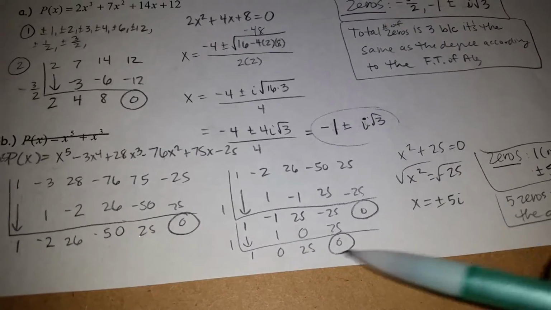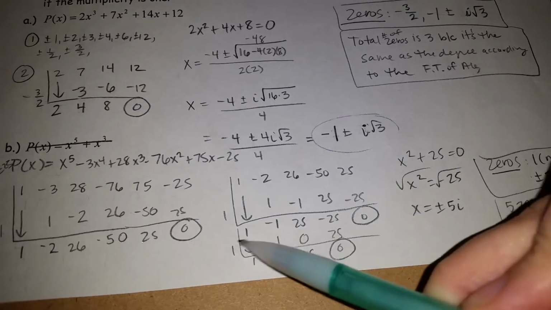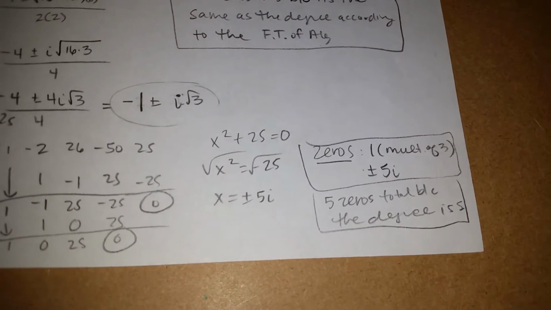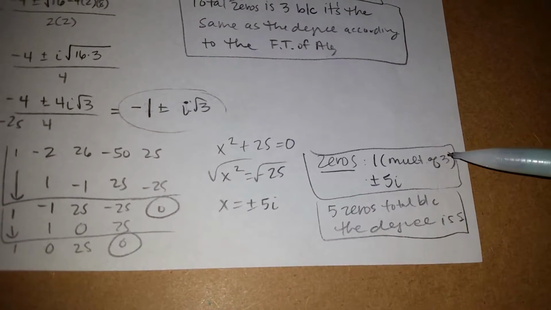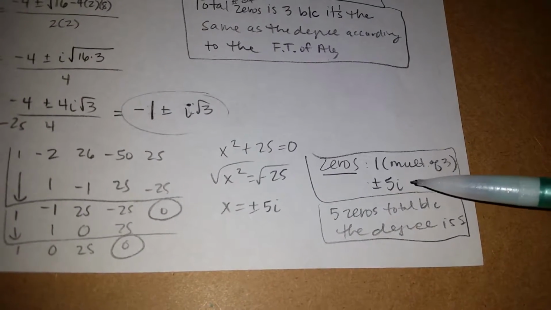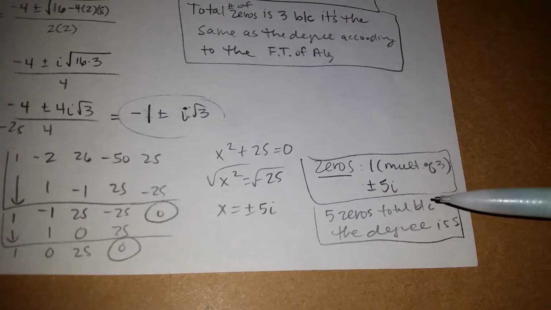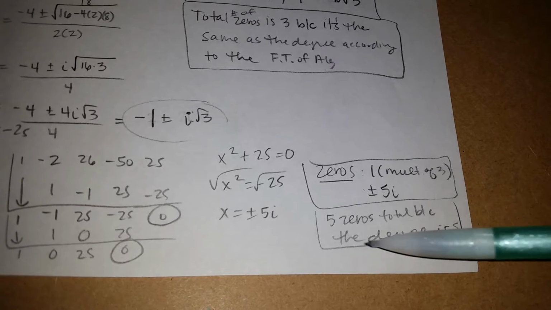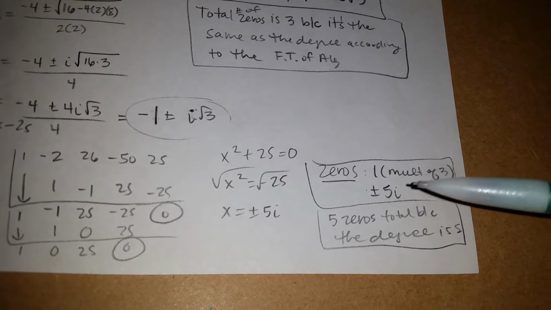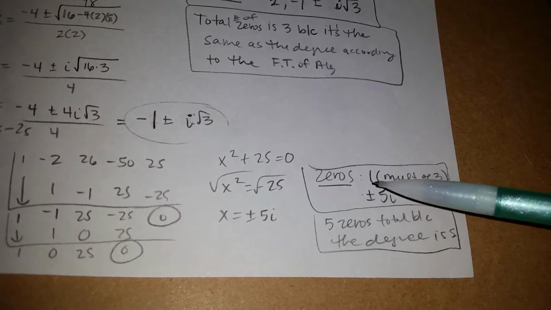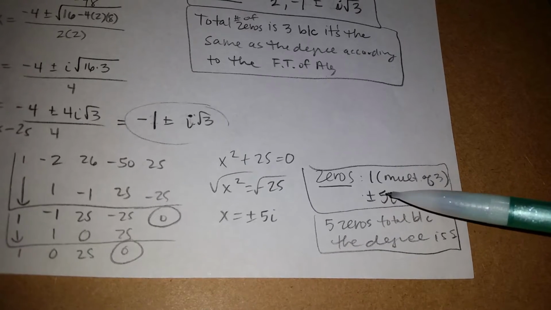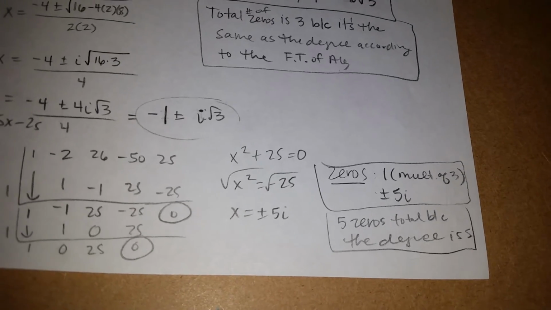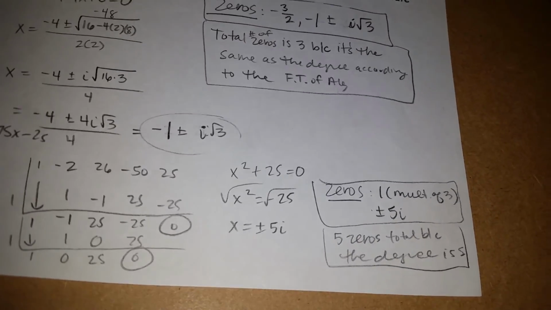You can do synthetic division, or like I said, if you wrote this as a cubic and factored, that would be fine too. So our zeros, we're going to have 1 with a multiplicity of 3 and then plus or minus 5i. There's 5 zeros total because the degree is 5. And you will need to know and understand that for your test. The multiplicity of 3 means those are 3 zeros. The positive 5i is 1 zero. The negative 5i is another. So that is going to give us a total of 5. All right.